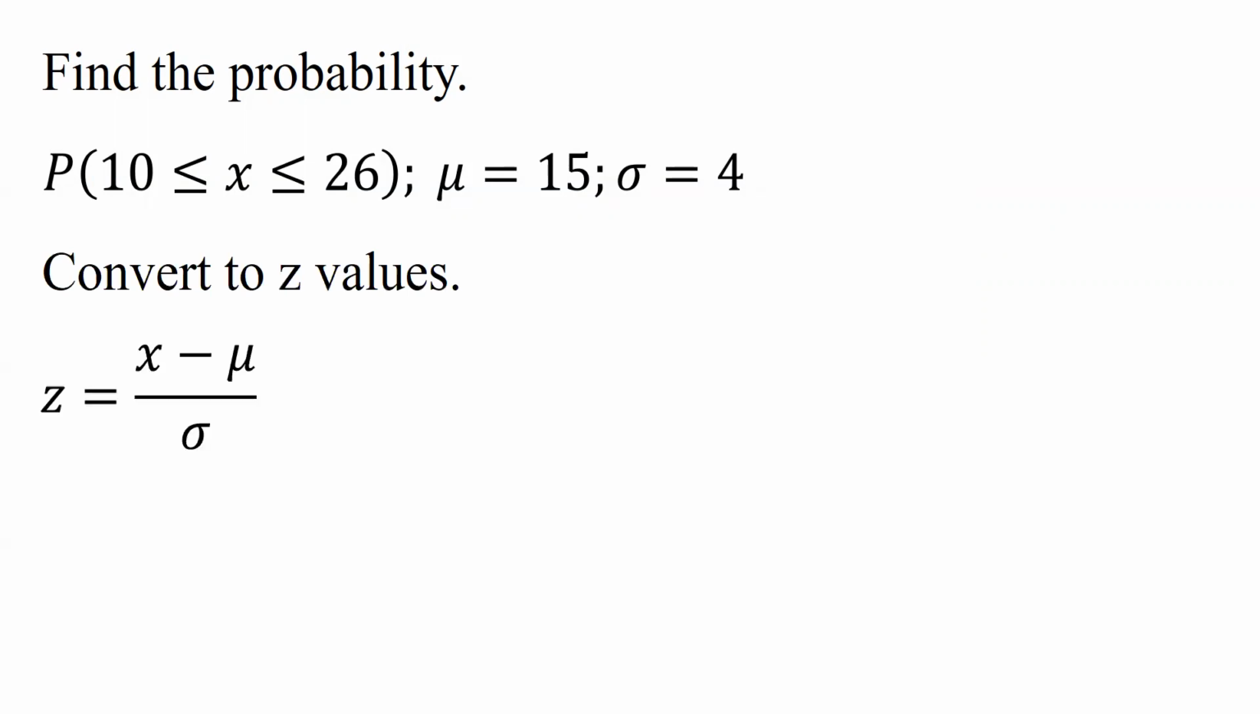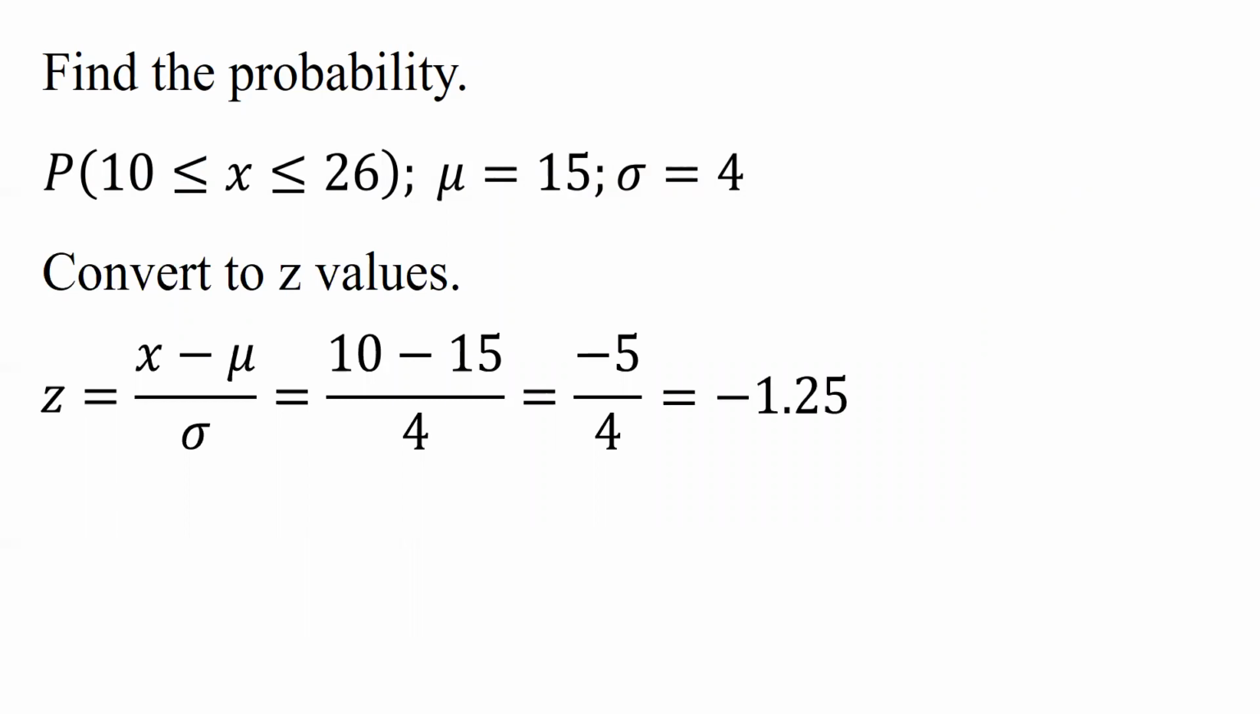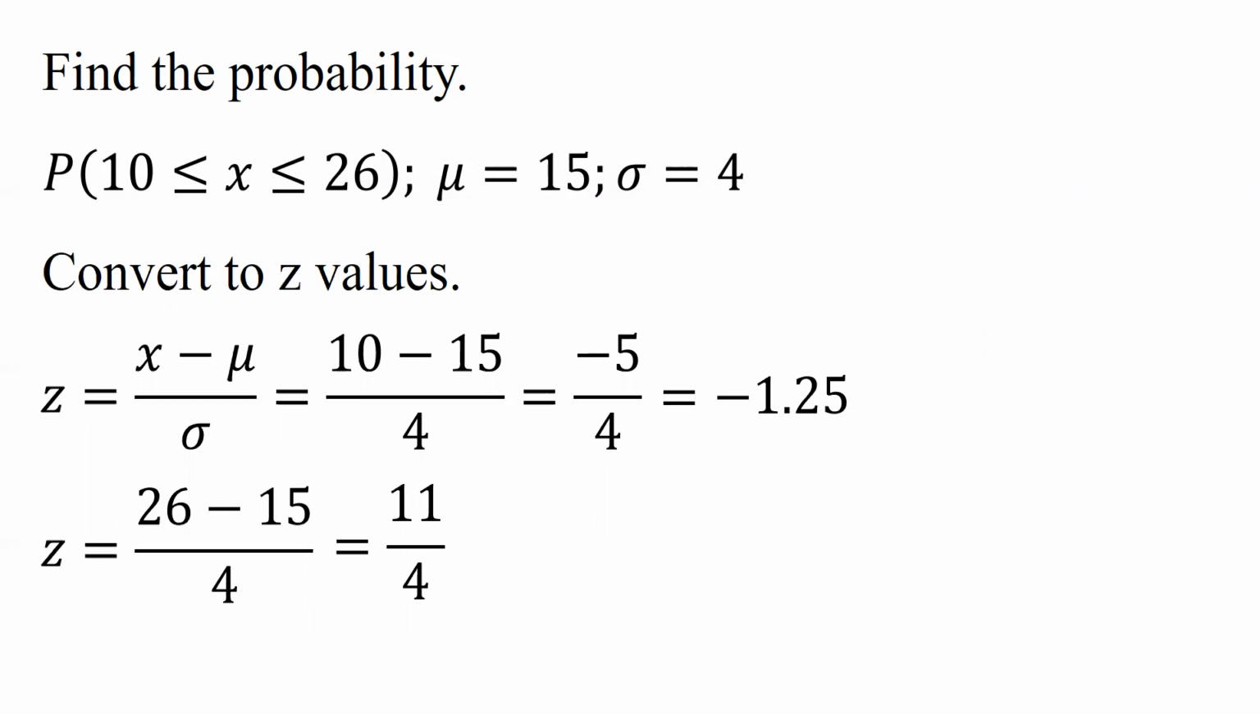So for 10, what's that z-score? How many standard deviations below the mean is that? We do that calculation. 10 minus 15 is -5, divided by 4 is -1.25. That tells us we're 1.25 standard deviations below the mean. That's our z-score for that. For 26, 26 minus 15 over 4 is 11 over 4. Divide that, you get 2.75, or 2.75 standard deviations above the mean.